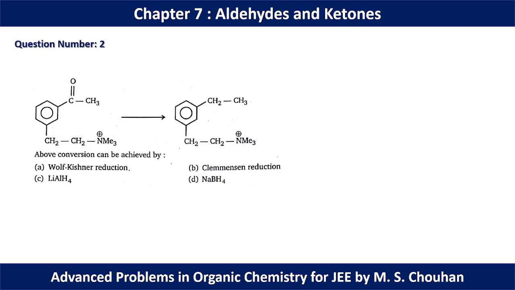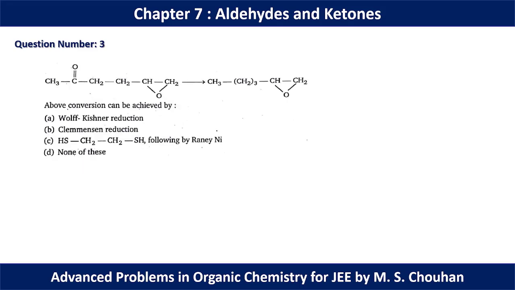So we should avoid the Wolff-Kishner reduction in this case, and we should choose the Clemmensen reduction, because Clemmensen reduction is nothing but zinc amalgam and HCl. This is the reagent, so it is an acidic medium, so it is better to perform this type of reduction in acidic medium. So option B should be the correct option.